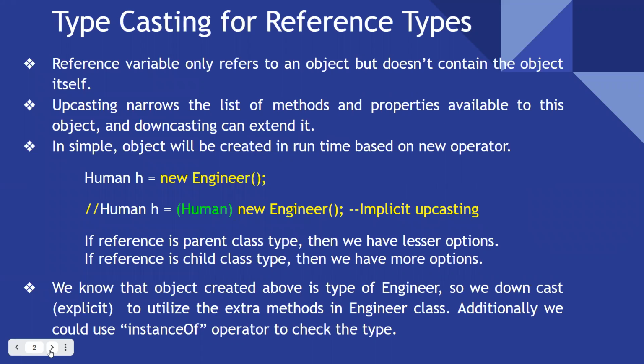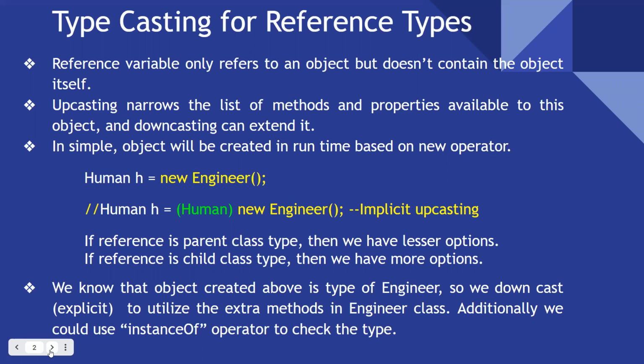Some of the main theory points about typecasting for reference data types are: a reference variable only refers to an object but does not contain the object itself. For example, if you take a primitive data type variable, let's say int a = 10, a will be directly looking into the memory of the 10 value. Whereas with a reference variable, for example, if you create an object for the Human class, Human h = new Human, you will be creating one object at runtime. So the h variable will be just referring to the location of that object. It does not have the actual object; it just has the reference to the object. That's the reason the name itself is called a reference variable.